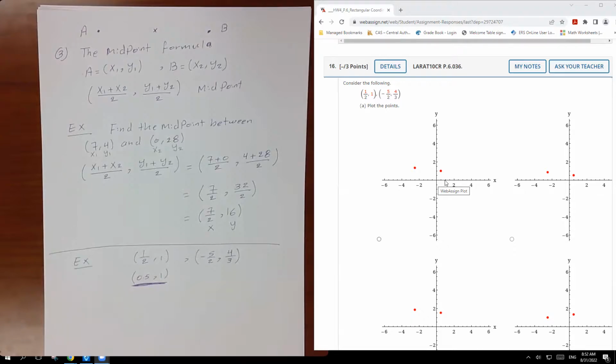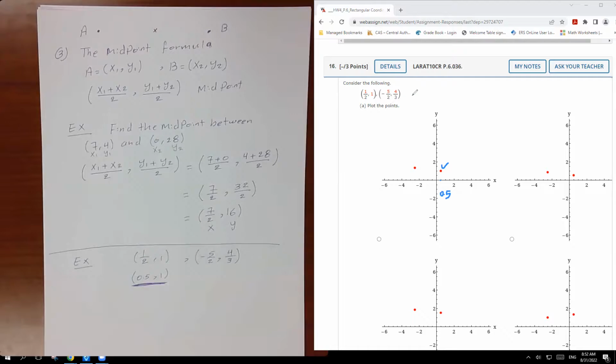That means this is the 1, so this is the half, this is 0.5. So this one is 0.5, which is the x. Now let's check that y is 1. Look here, this is 2, so this is the 1. So here's the location for the first point.